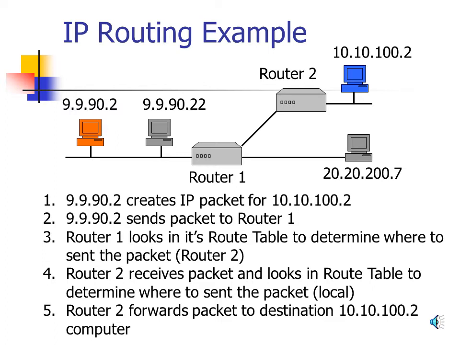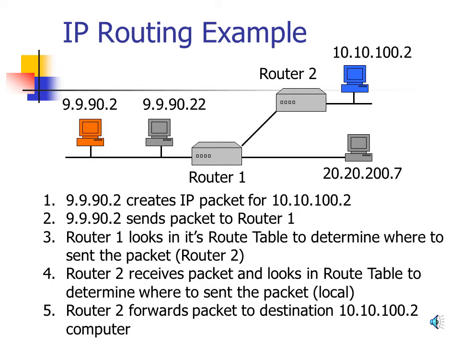IP routing example. In our example here, we're going to have the computer in red with the IP address of 9.9.90.2 send a packet to 10.10.100.2, the blue computer in the right-hand corner. Step one, the red computer creates an IP packet, and in that IP packet, it puts the destination address of the computer it's going to, that's the 10.10.100.2, and then of course it puts in its own source address. The computer in red will then take that packet and send it to the router.